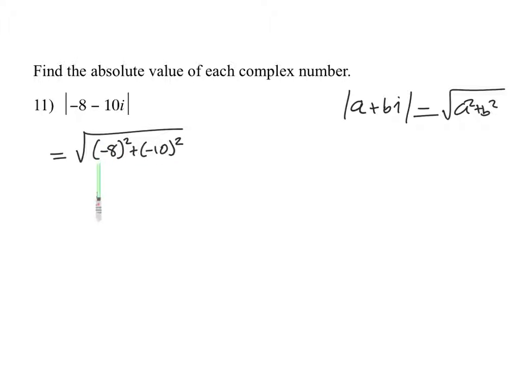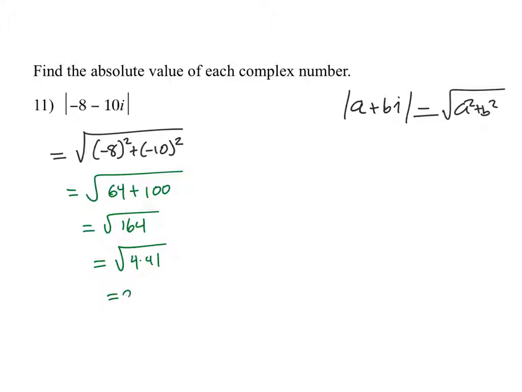When you place it on your calculator, be careful how you write it, right? Because if I just write negative 8 squared, it's going to have it as a negative. So in this case, I know that this is going to be positive 64 and positive 100. So this is 164. This is the same as the square root of 4 times 41. So it's 2 square root of 41.